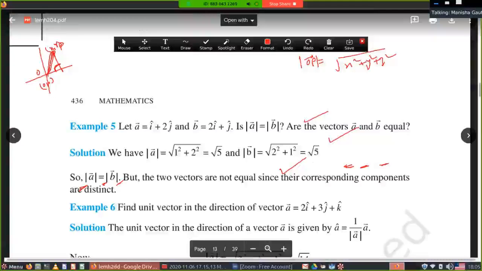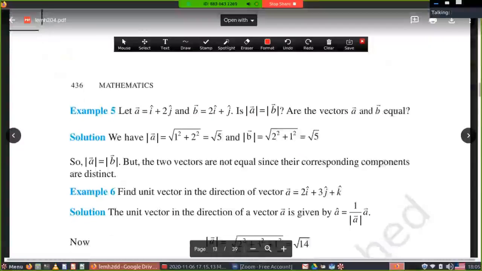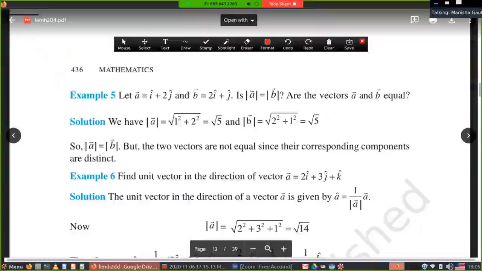Now if A and B are given to you, you have to check whether the magnitude of A and the magnitude of B are equal or not. Yes, the magnitudes are equal. Are the vectors A and B equal? No, vectors A and B are not equal because one is i and its magnitude is 1, the other is 2 times i, and one is 2j and the other is only j. The two vectors are not equal since their corresponding components are distinct.